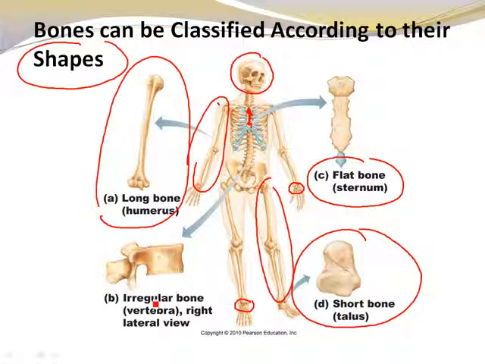And then, well, let's say you've got bones that don't really fit into any of those other shaped categories. You know, they're kind of flat in some places and long in some places, short in others. Those are your irregular bones. So what you see right there is a typical vertebra from your backbone, from your spinal column. And you can see it has kind of a mixed shape, and that's why it's called an irregular bone.